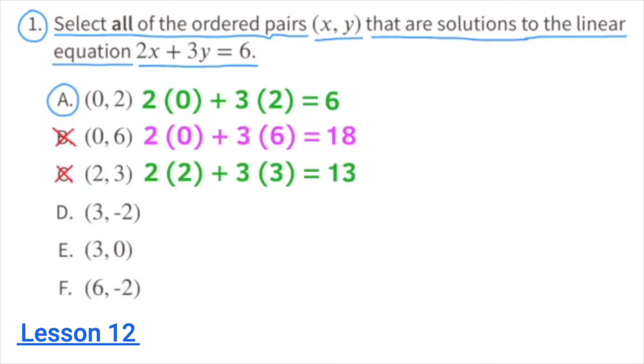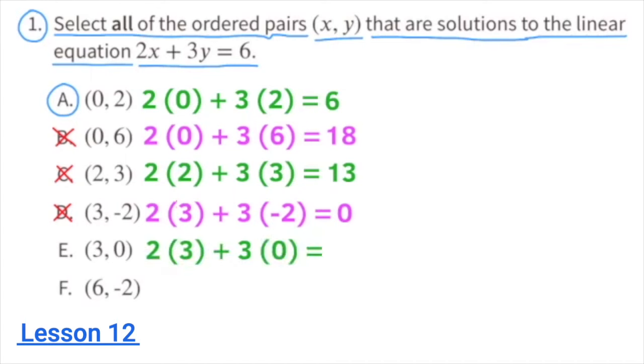D. Substitute the x with a 3 and the y with a negative 2. So it reads 2 times 3 plus 3 times negative 2. 2 times 3 is 6, and 3 times negative 2 is negative 6. So that's like 6 plus a negative 6, or 6 minus 6, which is 0. So D is also not a solution. E. Substitute the x with a 3 and the y with a 0. 2 times 3 plus 3 times 0. 2 times 3 is 6, and 3 times 0 is 0, so 6 plus 0 equals 6, so the ordered pair for E is a solution.